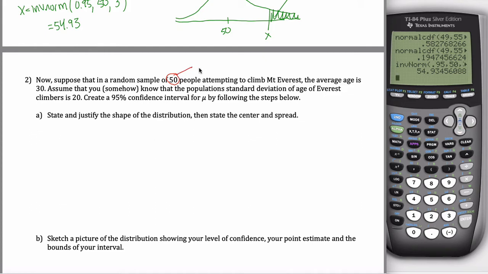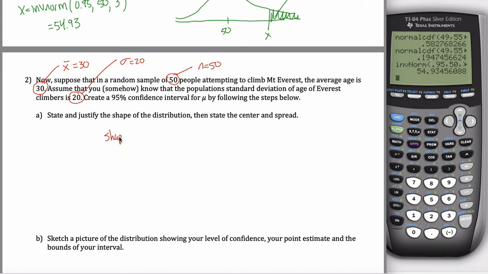You always have the same information given to you. You'll be told your sample size, in this case it's 50. You'll be told the sample average, which is x bar, in this case it's 30. And you'll somehow know the population standard deviation, sigma, is 20. And the fact that we have a 95% confidence interval tells us that alpha is 5%, but we don't have to worry about that right now. State and justify the shape, center, and spread.